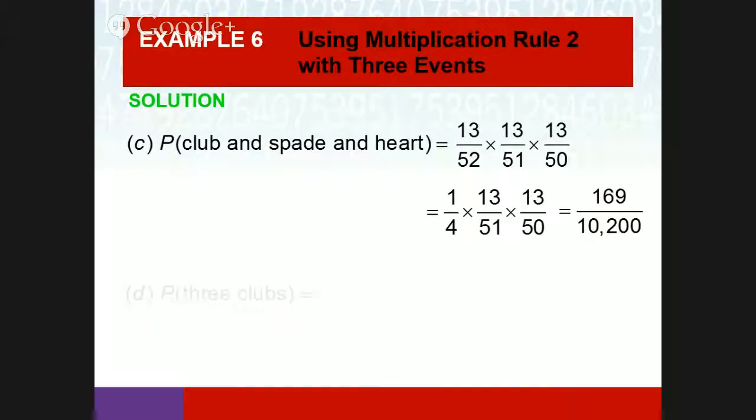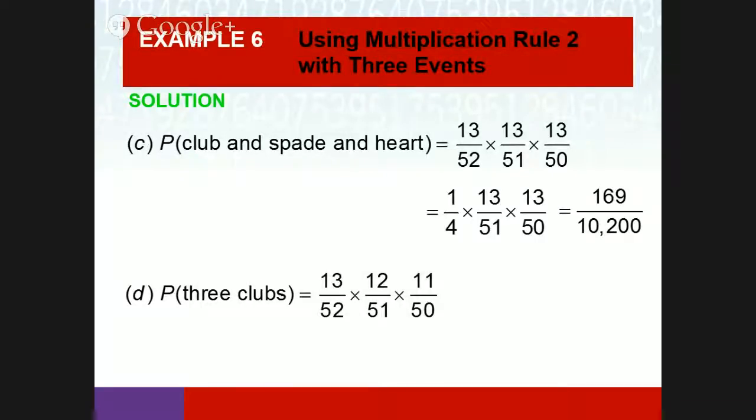And then D, all 3 clubs. So what's the probability of the first one being a club times the second one being a club times the third one being a club? It should make sense that the numerator decreases each time because I'm getting a club. So there's only 12 left, then there's only 11 left. I start with 52 cards, there's only 51, then 50 left. So these are what are known as dependent events. The probability is going to change based on what the first card was.